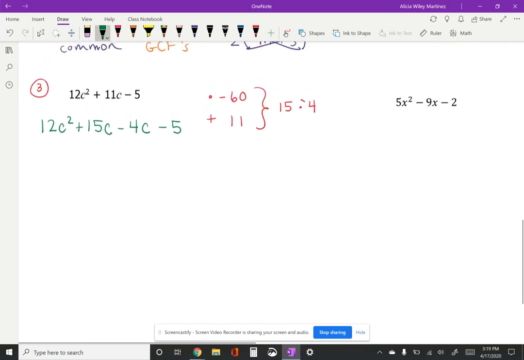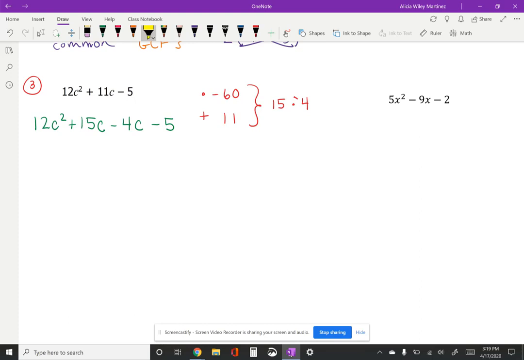Again, I'm going to do that grouping part in my head, but thinking about this is one of my groups, this is the other group. So in the first group, the GCF would be a 3c. Taking that out will leave me with 4c plus 5. In the next grouping, the only thing that they really have in common is a 1. But since the first term is negative, I'm going to take out a negative 1. Leaving behind 4c plus 5.